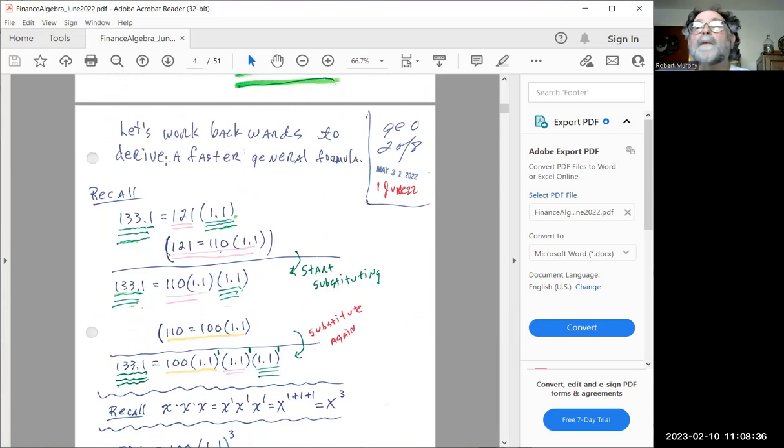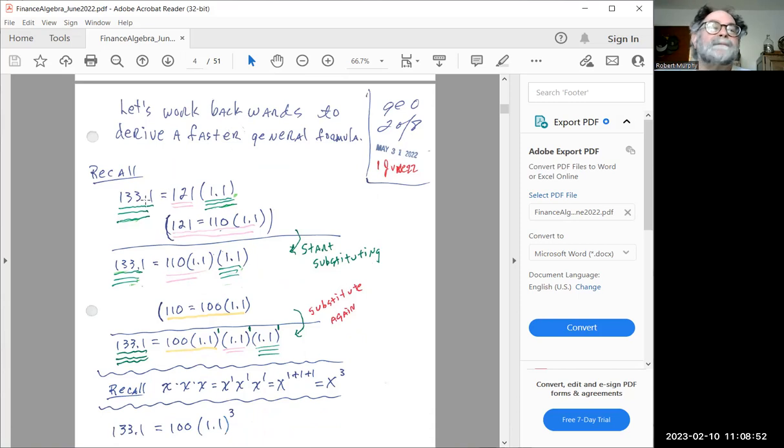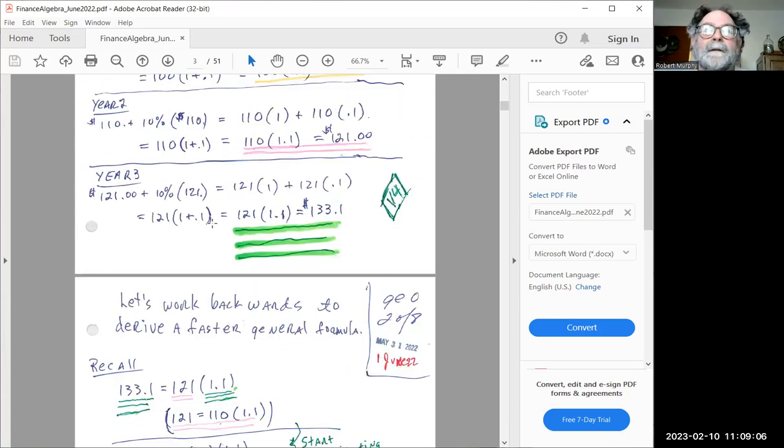I'm reading these notes, not because you're all dumb, but because my writing is bad and I want to make sure you're reading it correctly. So I'm starting with $133.10, and that equaled $121 times 1.1. Now, the 121 equaled this big mess. Remember that? Remember 121 equaled this thing?